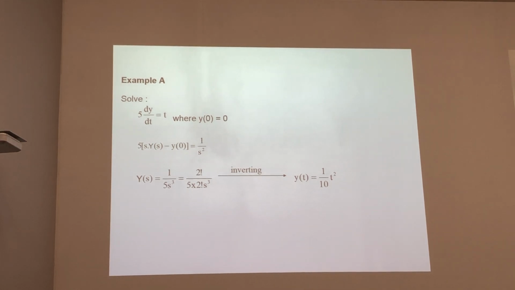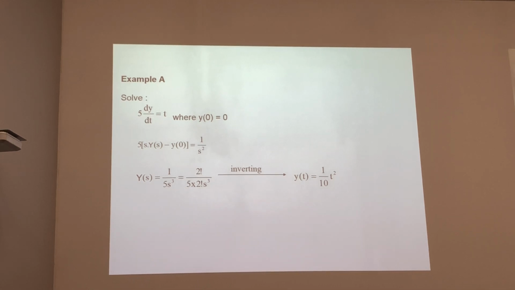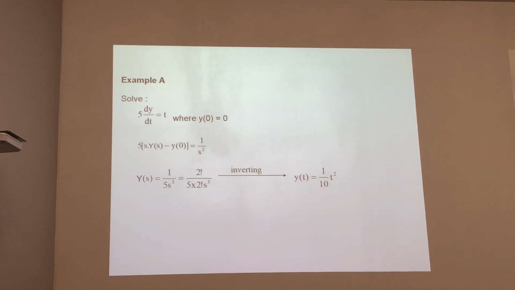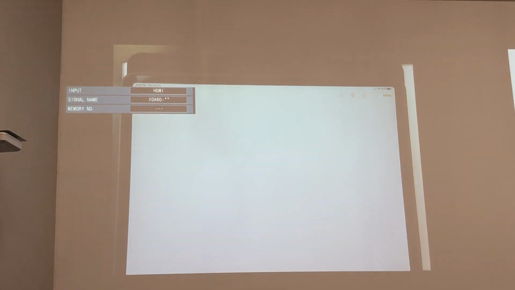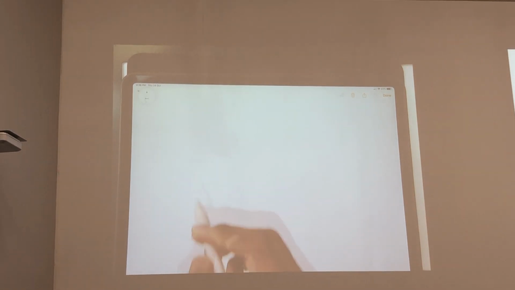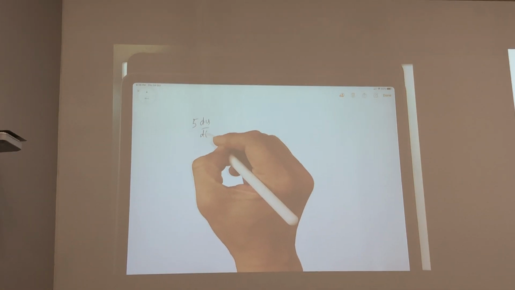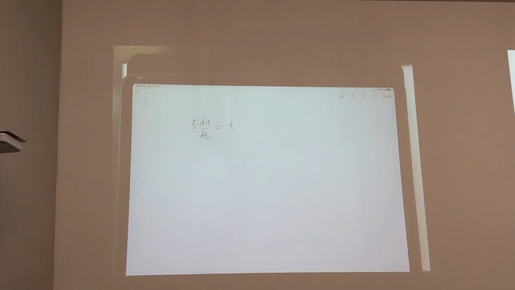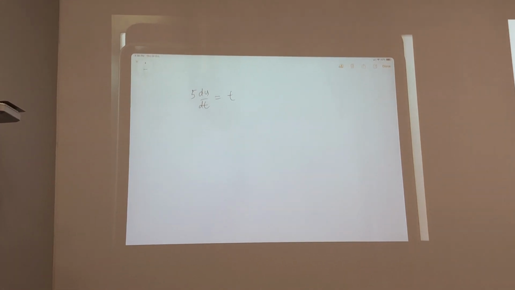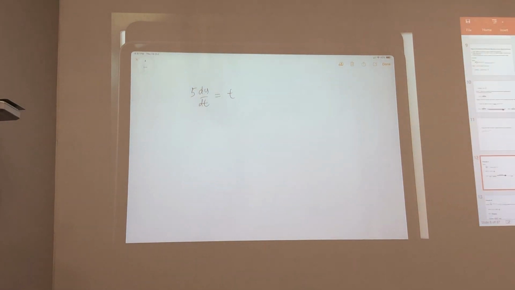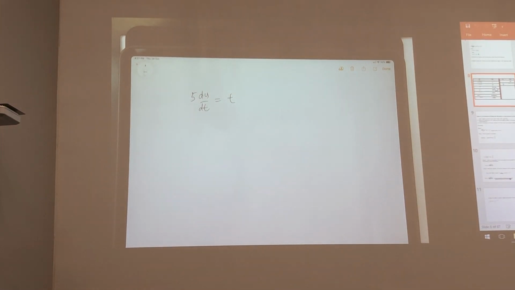Alright, if I have a process which is 5 dy/dt equals t, this is my process dynamic equation that I derived. Later on we will try to derive one of the processes. At this point, just try to understand, if I already have a differential equation to represent the process dynamic, how should I solve it? And I always want you to refer back to this table. This table is very important for us to solve this equation.